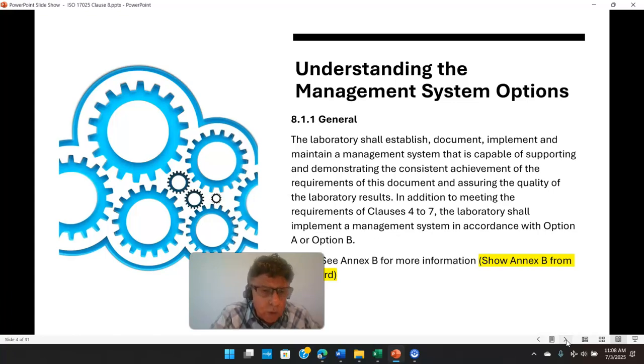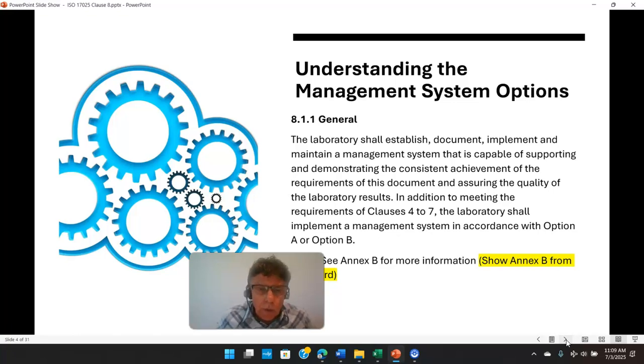If the laboratory is certified to the ISO 9001 quality management standard, then that laboratory would automatically be applicable to option B. If the laboratory is not ISO 9001 certified, then the laboratory would go to option A. The reason is that the ISO 9001 management system is very similar to 17025 in certain areas that we will be covering in clause 8 of the standard.